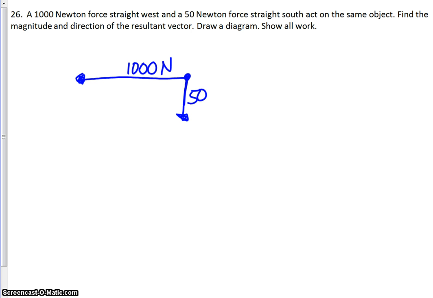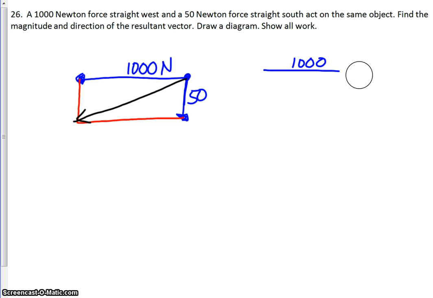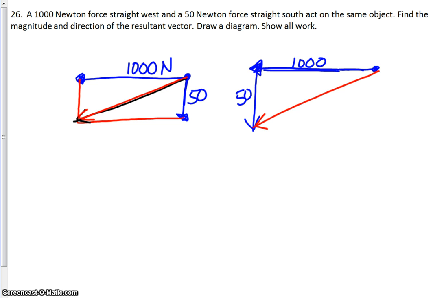Then we would have to draw our parallelogram, and our answer here would be the diagonal of said parallelogram. Another option we had when drawing it is we could draw one going the 1,000. Oh, sorry, I have it in the wrong direction. It was going west. I apologize. So here's my start, and it's going west. Here's the end. And then the other one starts where this one ends. So the 50 would go down from here. And then my result would be this. Notice how this result is the same. It goes in the same direction. It's going to be the same length.